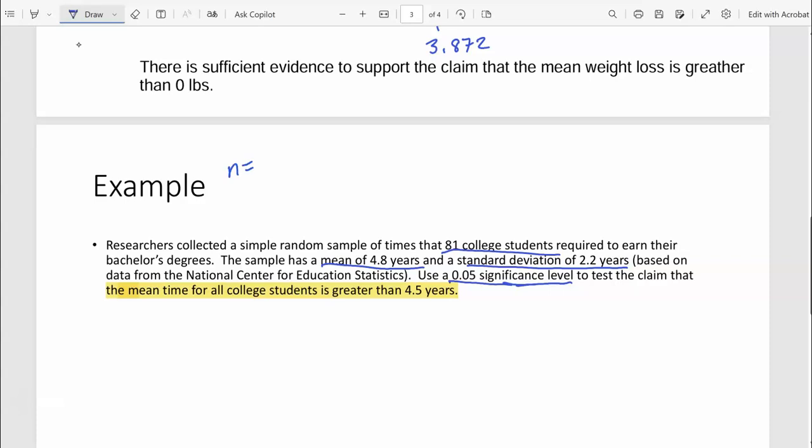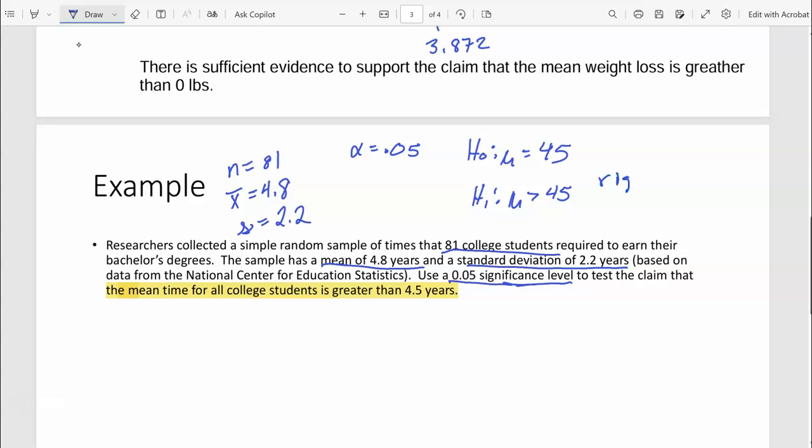So let's write down everything we know. N is 81. The sample mean was 4.8. The sample standard deviation is 2.2. Alpha is 0.05. H naught: the mean is equal to 4.5. H1, the alternative: the mean is greater than 4.5. This is a right-tailed test.